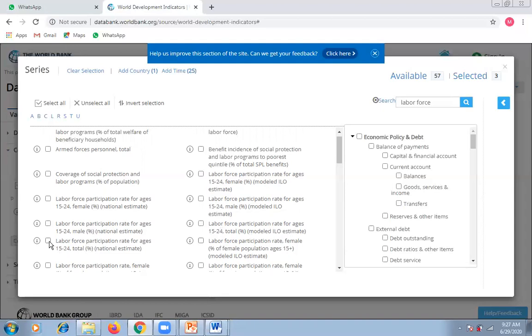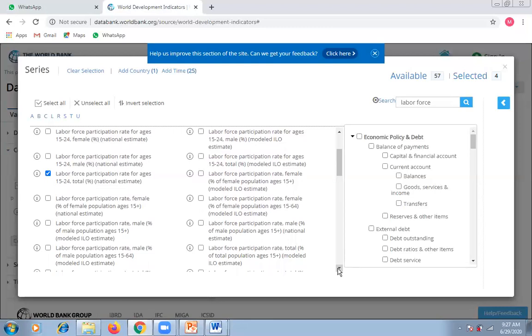First one we take here. Total percentage. It means labor force participation rate for ages 15 to 24.